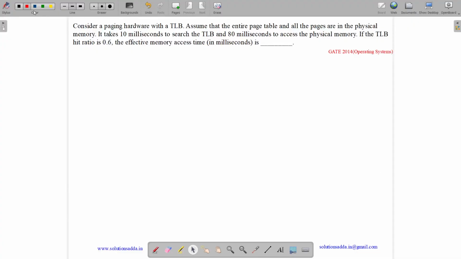This question belongs to the operating system subject and was asked in GATE CSE 2014 Set 3. So the question states, consider a paging hardware with a TLB. Assume that the entire page table and all the pages are in physical memory.